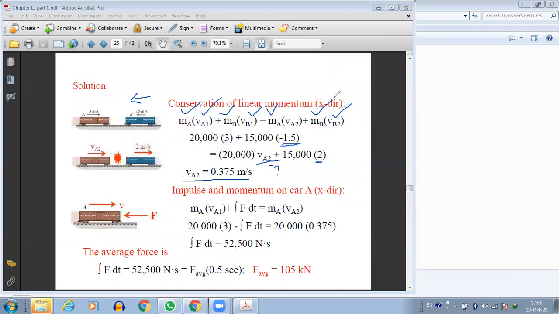Before moving forward, is there anything within the solution which is not clear? Please ask. Is the solution clear so far?